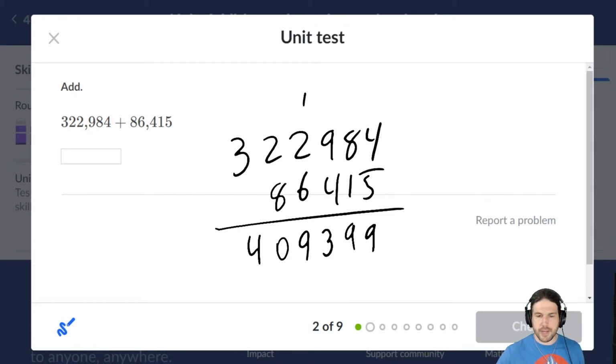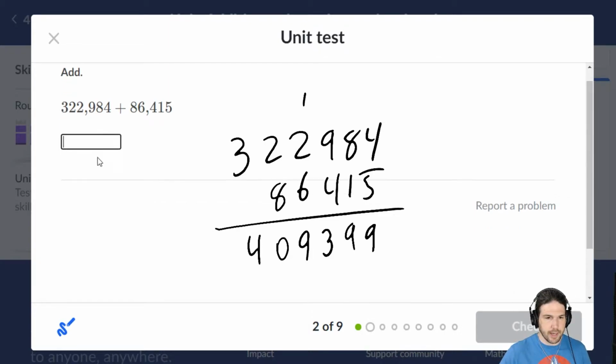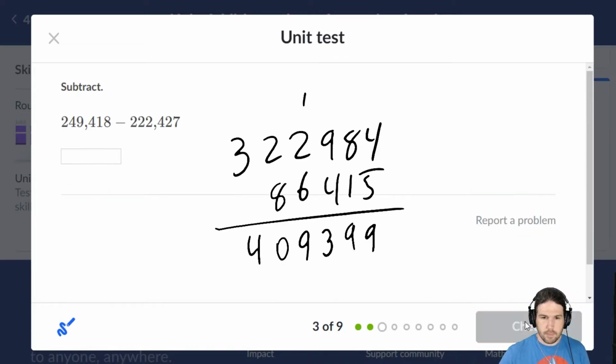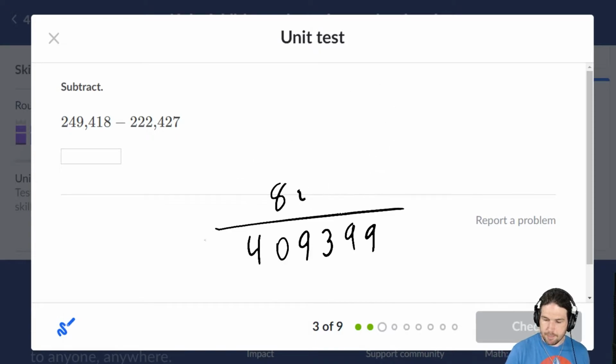I got 409,399. Okay, just making sure. I'm questioning myself a lot today.